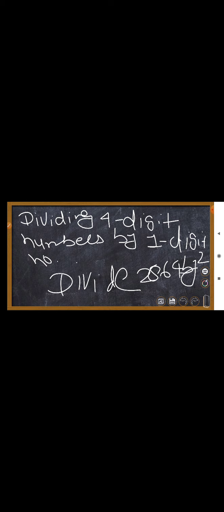Okay, so for this I have to erase it. First, what is the dividend? 2864. What is the divisor? 2. Now let's start. First write here the place values ones, tens, hundreds and thousands. So first divide this 2000 by this 2. 2000 by 2, so what will come? 1.